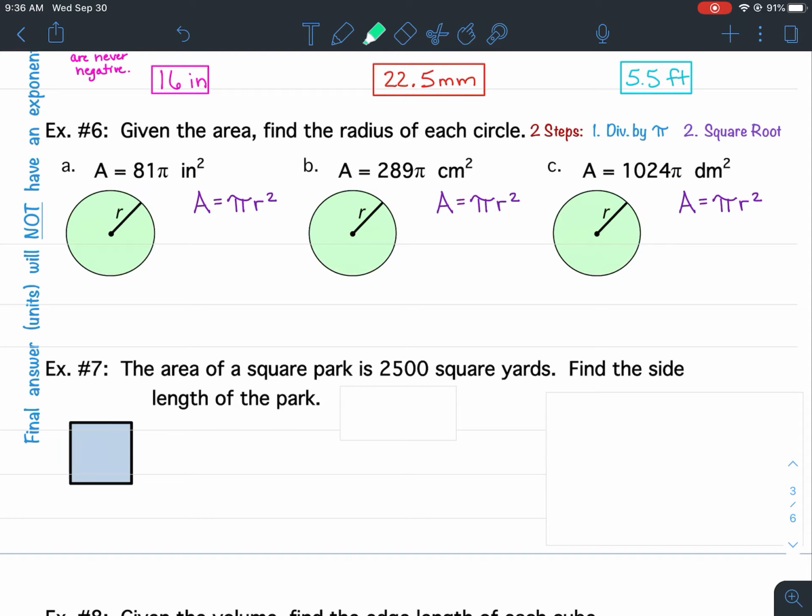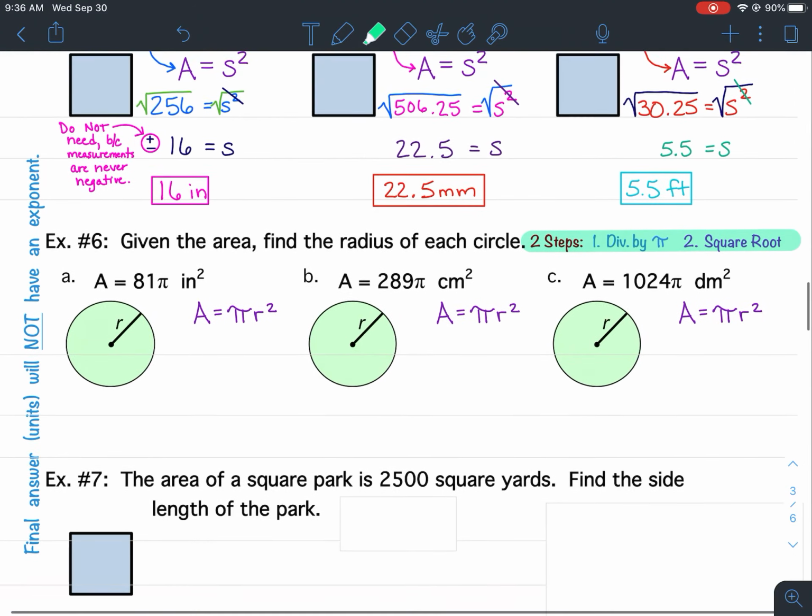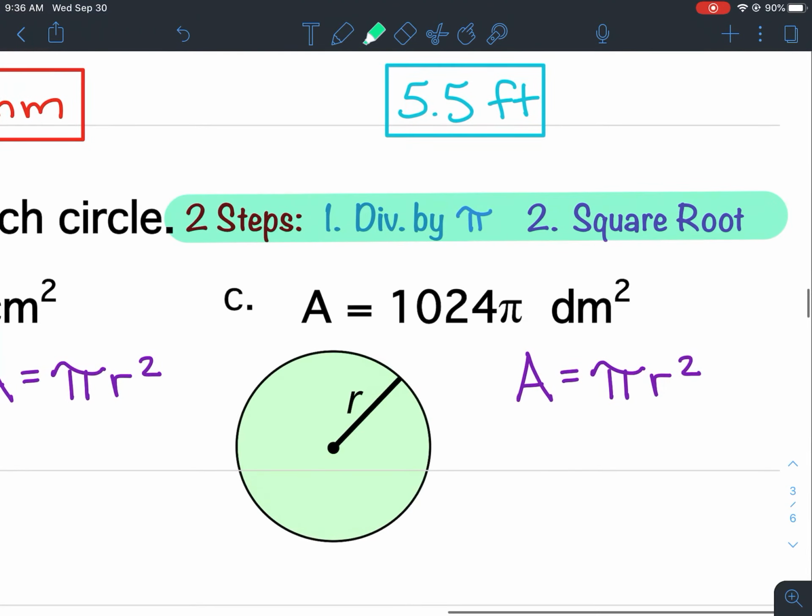So beside the directions, I want you to write down what I just highlighted, okay? There are 2 steps to these problems. The first step is to divide by pi, and then the second step will be to take the square root. First, we will divide by pi, then we will take the square root. Pause your video and write that down.